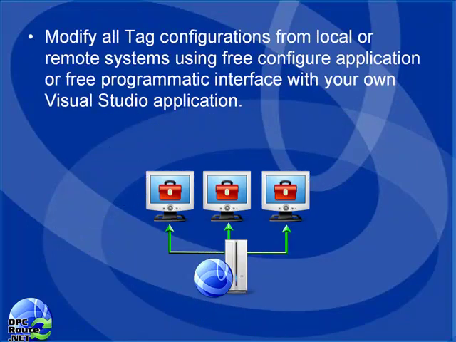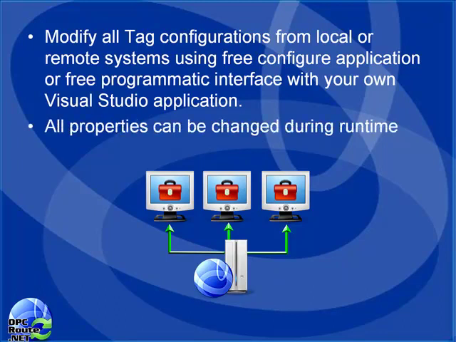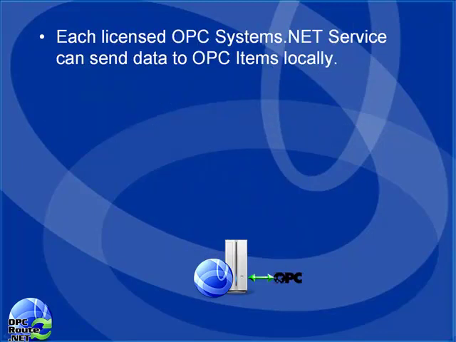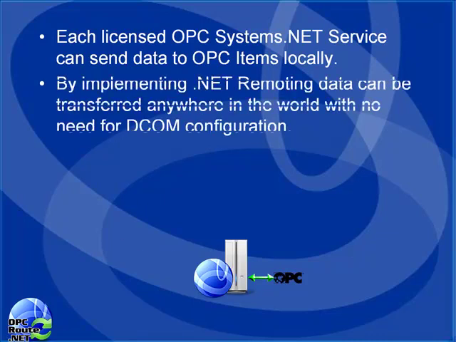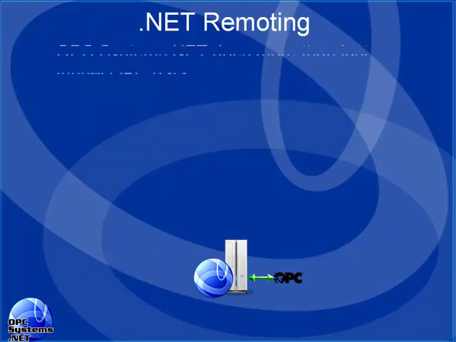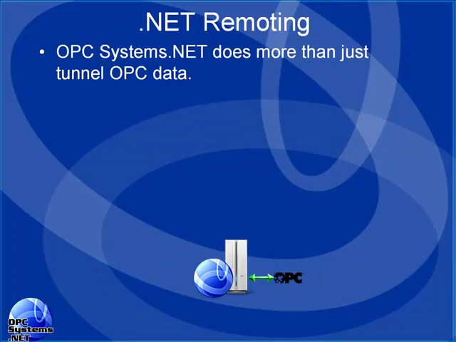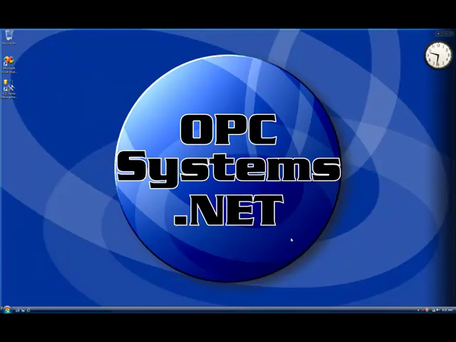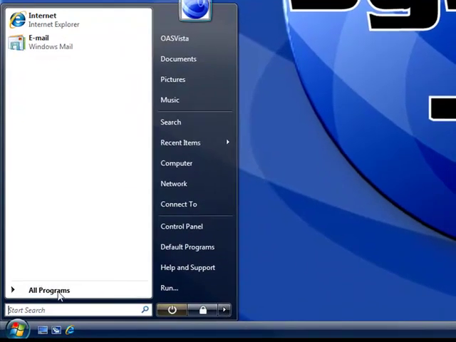You can change the destination programmatically from your own Visual Studio application or manually with the configure application. All parameters can be changed during runtime. Each licensed OPC system service can write to unlimited numbers of OPC servers and OPC items on those servers. OPCSystems.net implements .NET remoting, so you can transfer data even across the internet. It is extremely easy to set up the opcroute.net product feature.